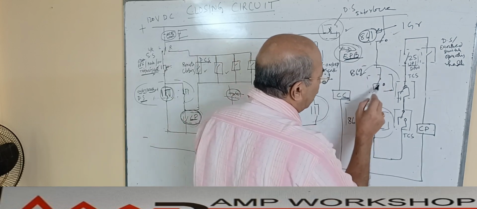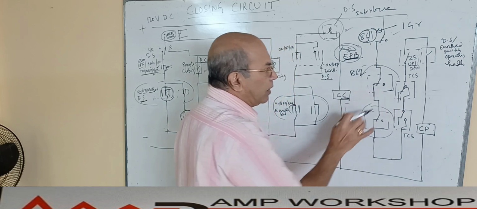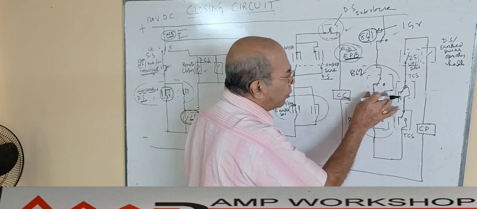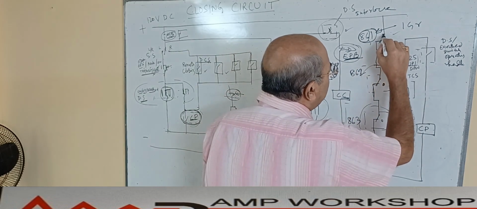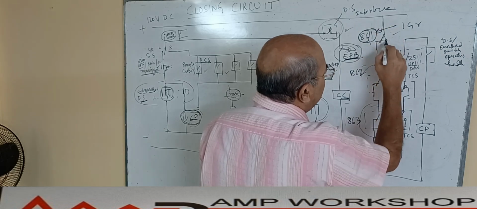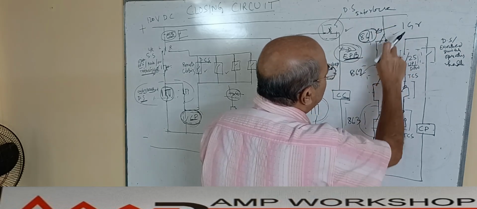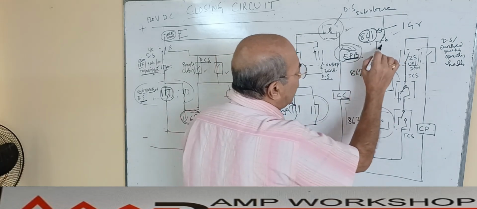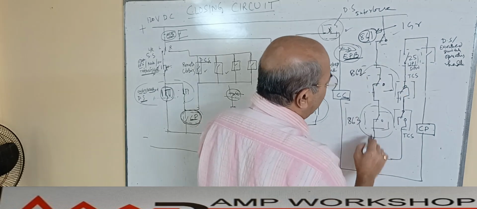Then the second lockout relay also has an NC contact and is not operating. The third set of contacts is also not operating. If any group of protection operates, this contact immediately comes over here. Then the circuit is open and power cannot flow through this. That means you cannot close the breaker.